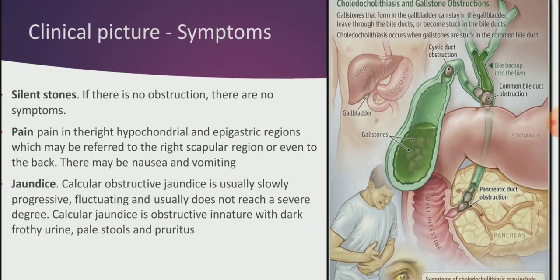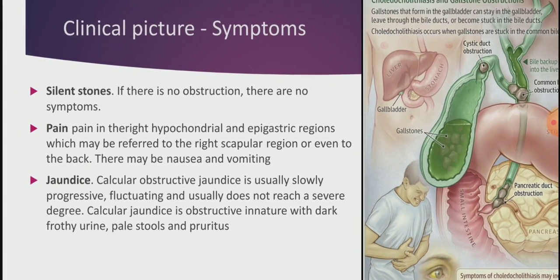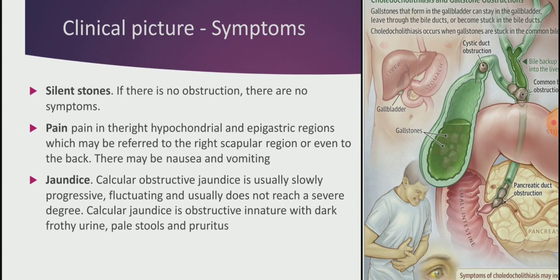Clinical picture, symptoms: it can be silent if the stones are floating, with no symptoms, or there may be pain in the right hypochondrium and epigastric area referred to the right scapular region or even to the back. There may be nausea and vomiting. Calculous obstructive jaundice is usually slowly progressive, fluctuating, and usually does not reach a severe degree.